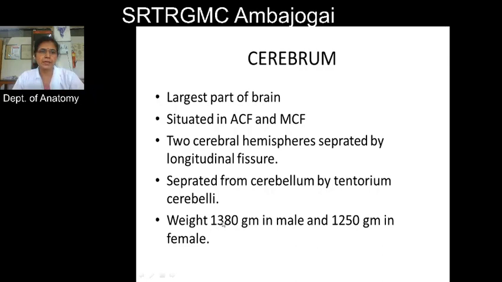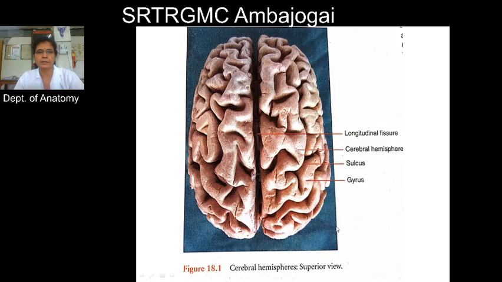Weight of the cerebrum is about 1380 gram in male and about 1250 gram in female. Now this is the photograph showing the superior view of the cerebrum. This cerebrum is made up of two cerebral hemispheres, and these two cerebral hemispheres are separated from each other by this longitudinal fissure.